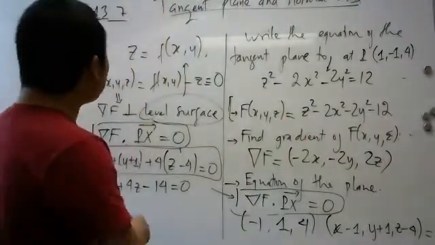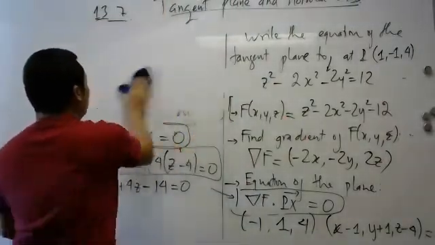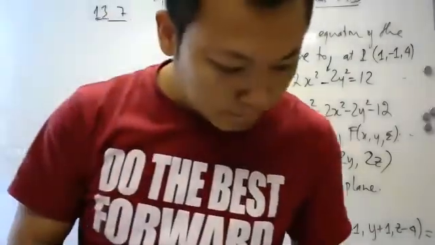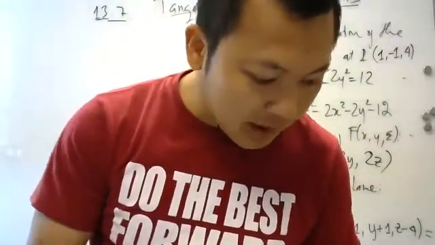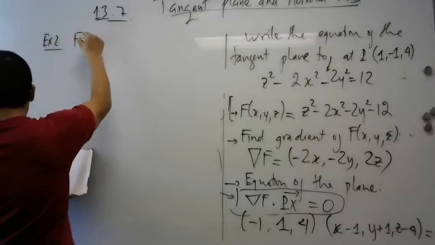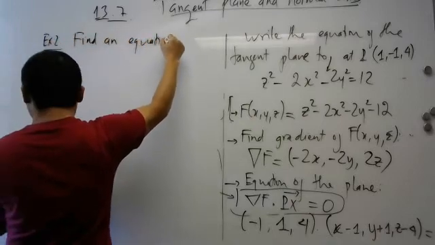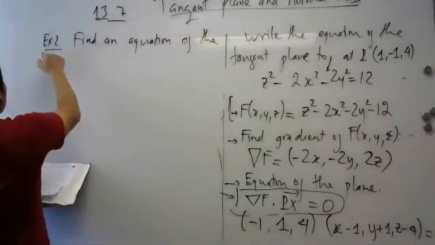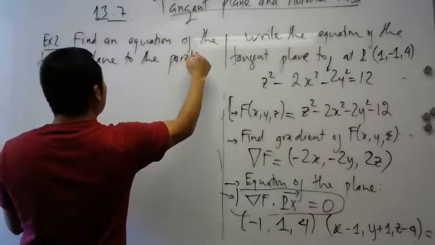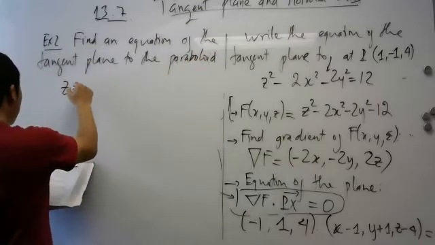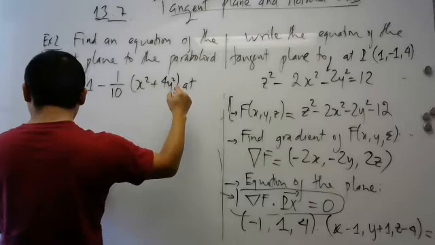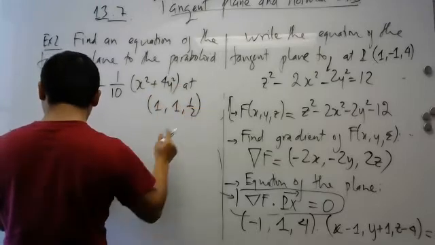All right, now let's move to the second example. Find the equation of the tangent plane to the paraboloid z equals 1 minus 1/10 x squared plus 4y squared at the point (1, 1, 1/2).